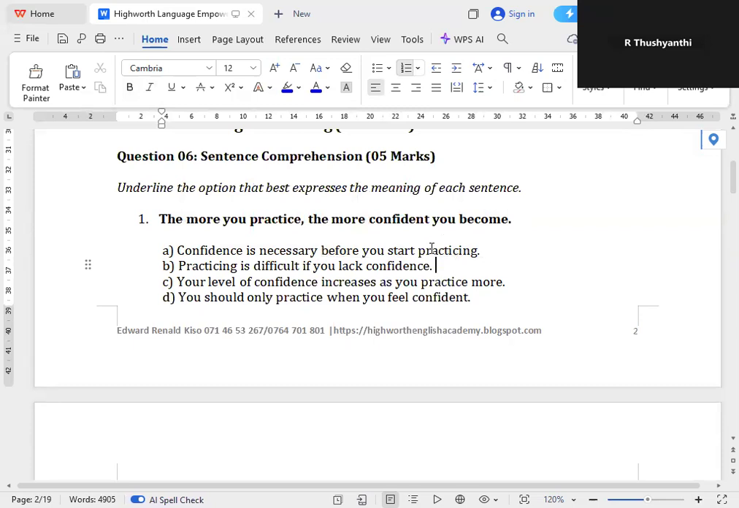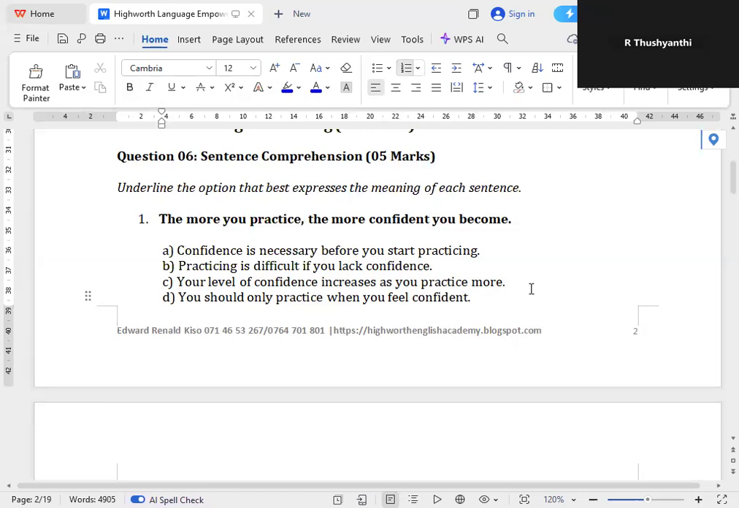Okay. Option B: practicing is difficult if you lack confidence. If you don't have any confidence, it is difficult for you to practice. Option C says your level of confidence increases as you practice more. When you practice more and more, you can increase your confidence. Option D says you should only practice when you feel confident. Okay, only when you feel confident can you practice.